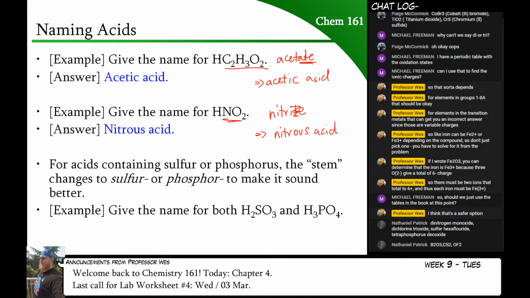And then these two down here, we have to use the sulfur and the phosphor modified rules, so be mindful of that. This is sulfite. This is phosphate. So this would become sulfurous acid. And this would be phosphoric acid. Again, that should all be reviewed from Chem 140.